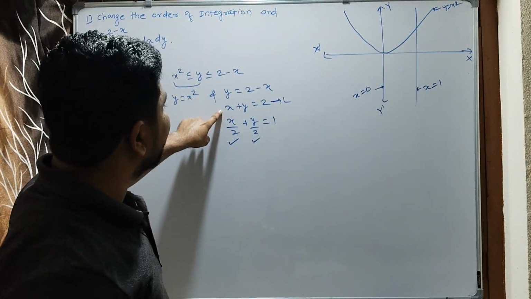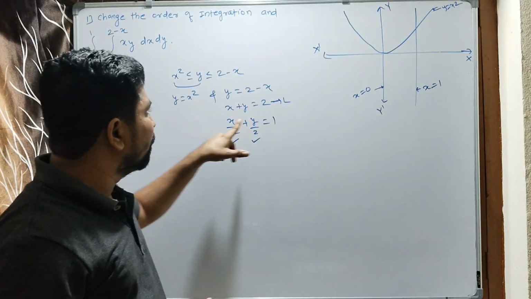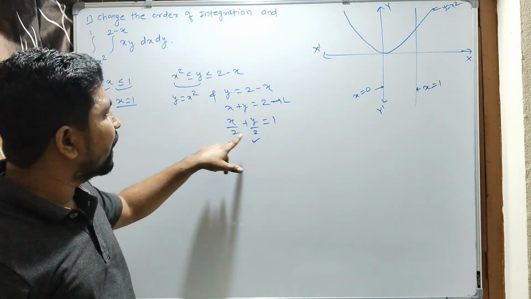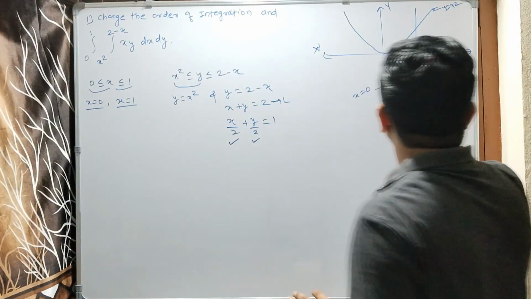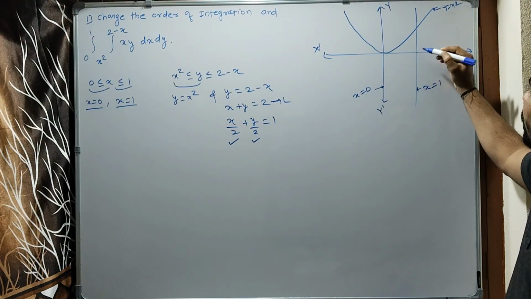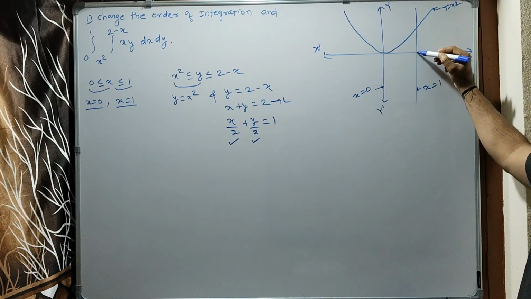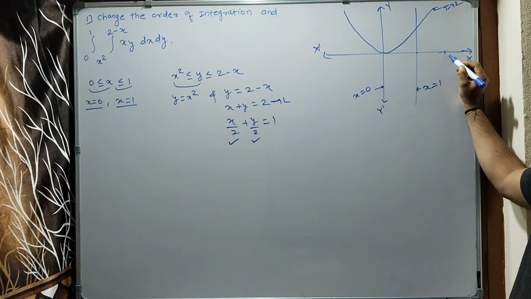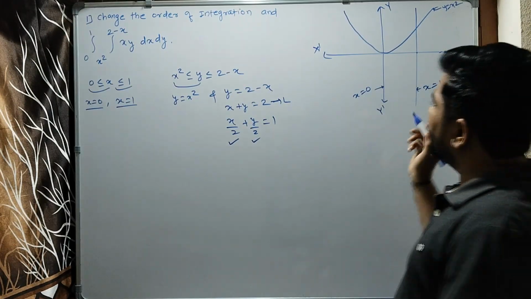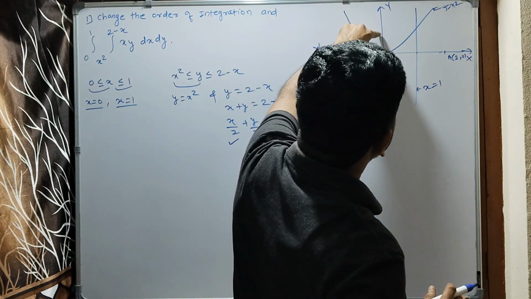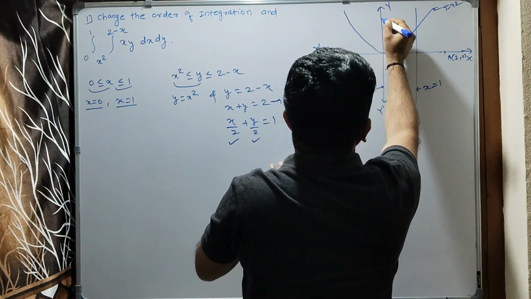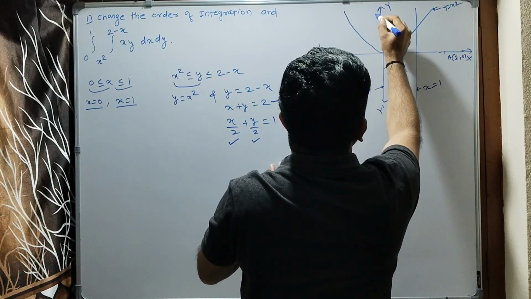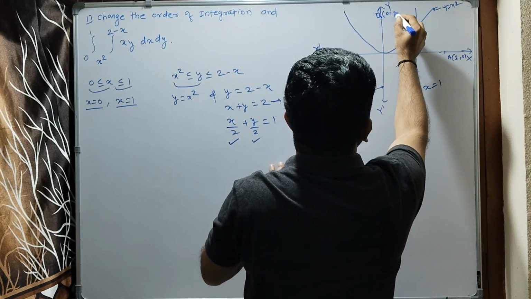Now here I want to draw a line which intersects the x-axis at 2 and the y-axis at 2. Let's say this is 1, and x equal to 1 line intersects the x-axis at 1. Here let's say this is my 2. Let's say this is my point A with coordinate 2, 0. And in the same way, here I am taking the point B with coordinate 0, 2.